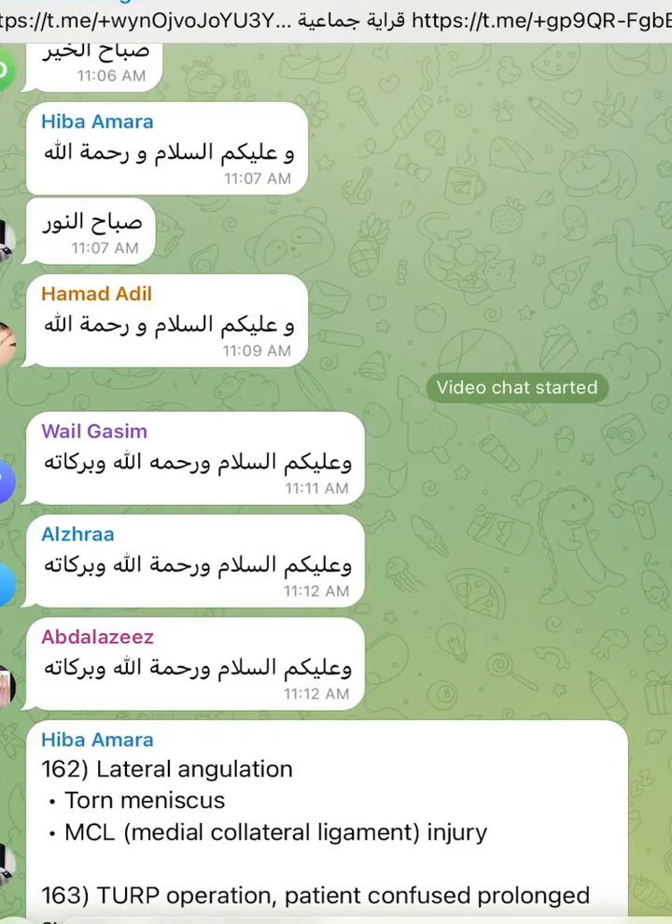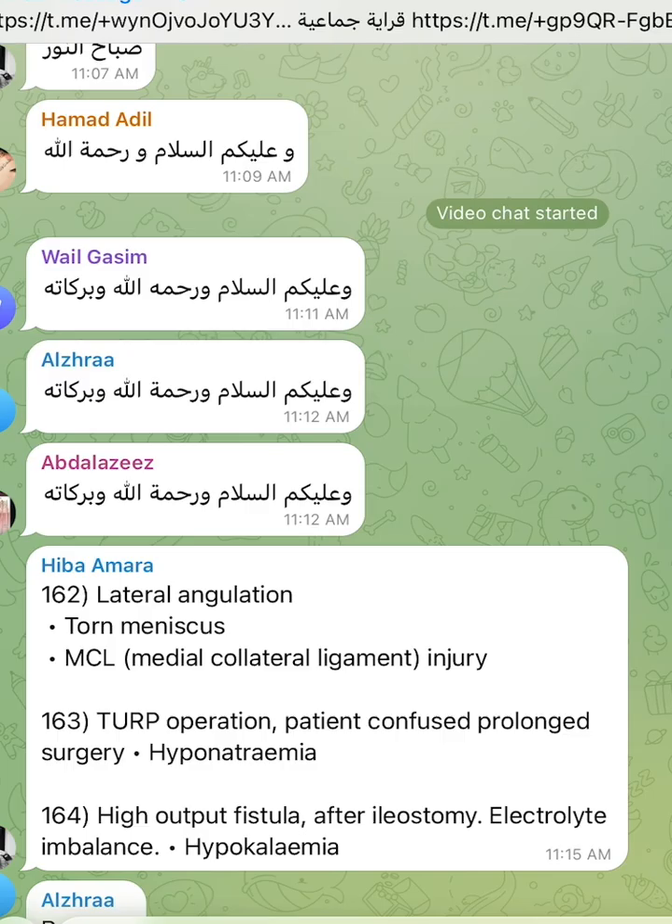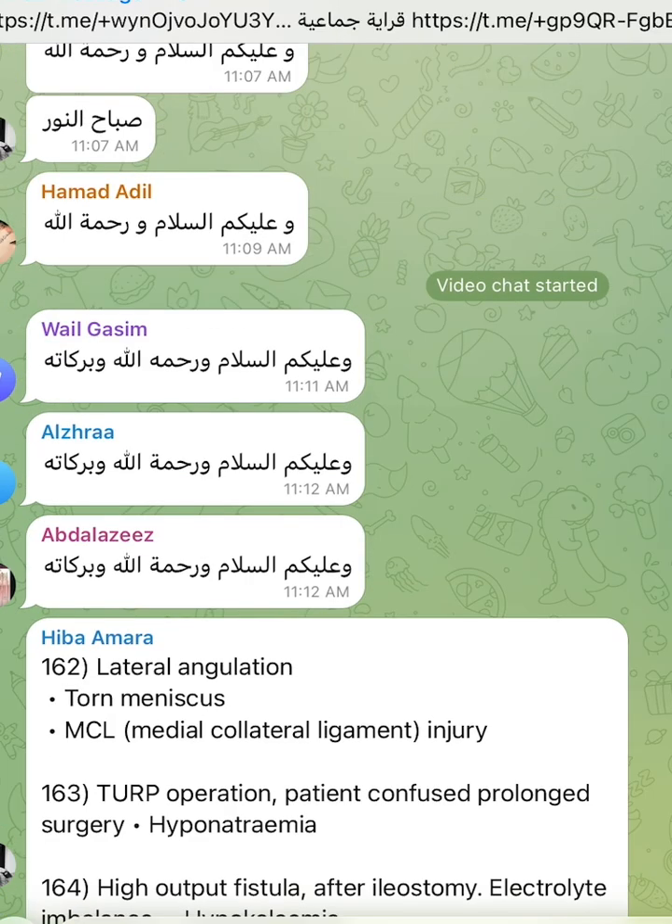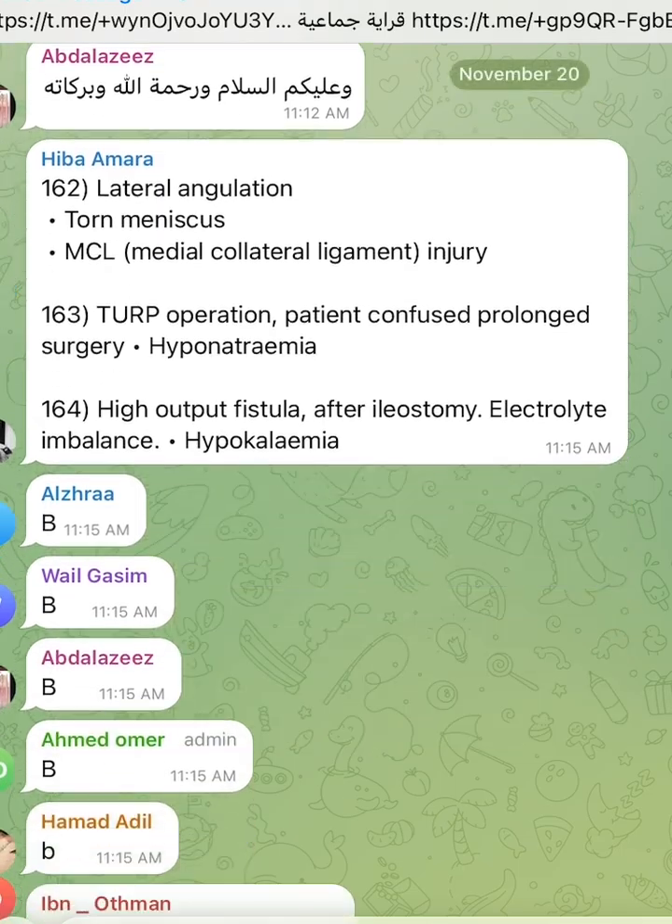So let's continue with this September 2023, question number 162. Lateral angulation: if there is lateral angulation, medial collateral ligament injury. TURP operation, hyponatremia. For question number 164, high output fistula after ileostomy, hypokalemia.